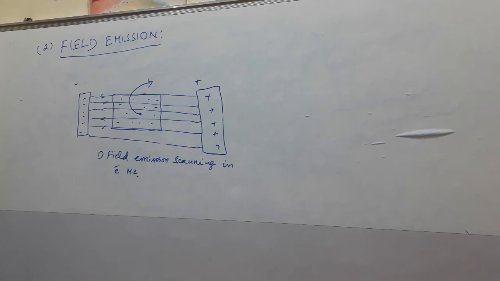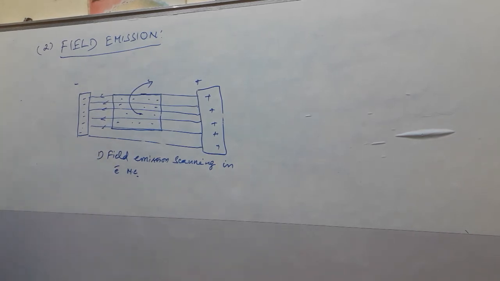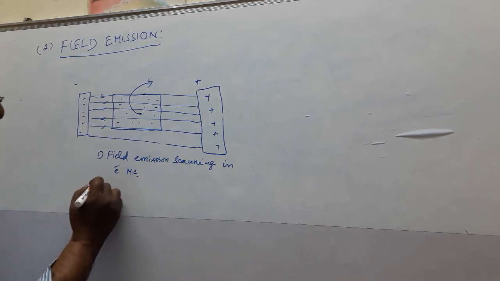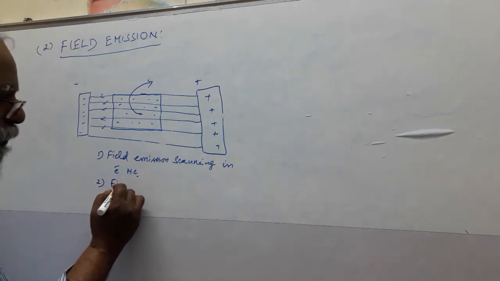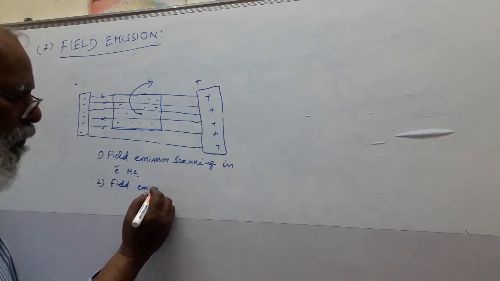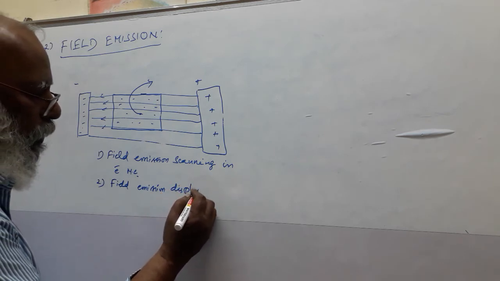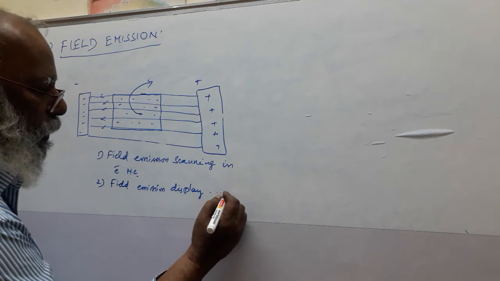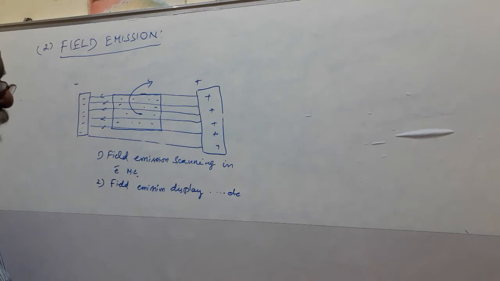We can give more examples of field emission, but it is not necessary. In your textbook only one is available, and that is enough. Field emission display can also be given as another example. We are giving more examples for this field emission.